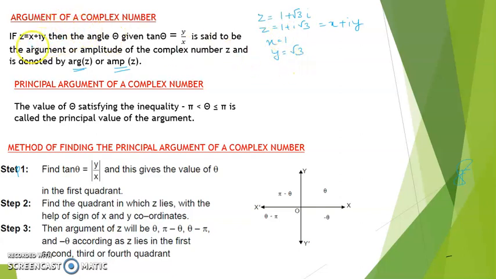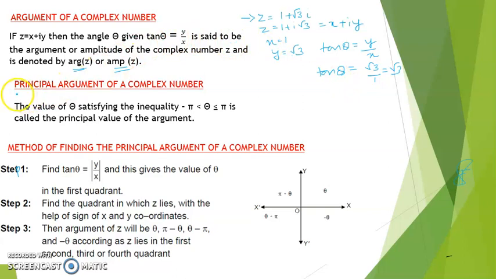So what is argument? If z is equal to x plus iy, then the angle theta given by tan theta is equal to y upon x. So what is the value of y, students? The value of y is root 3. What is the value of x? 1. So this is equal to root 3. So tan theta is equal to root 3. From here theta is equal to tan inverse root 3. That I'll explain in the questions, but for the time being understand this. So this is argument.